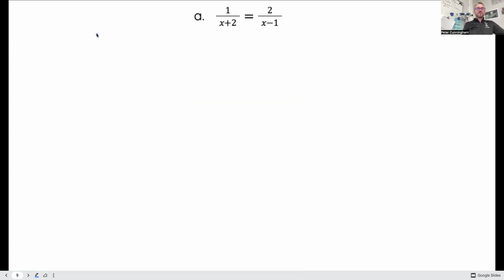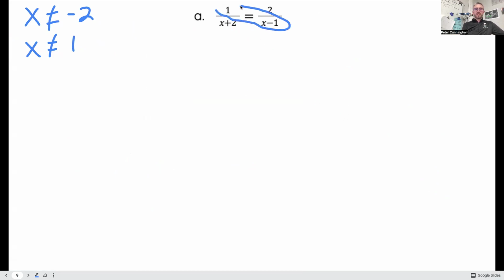All right, I always first start these types of problems, solving rational equations, with what my answer cannot be. My answer cannot be -2, because it would make that denominator break. It also cannot be 1.